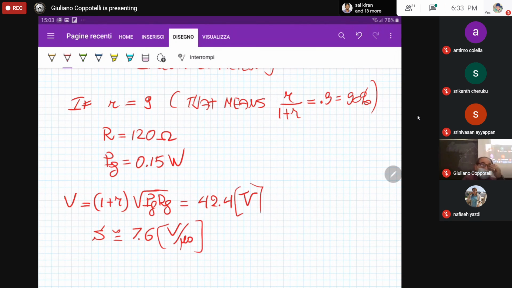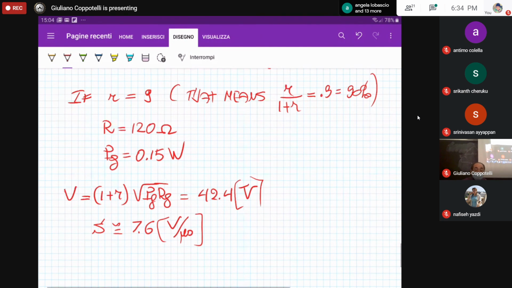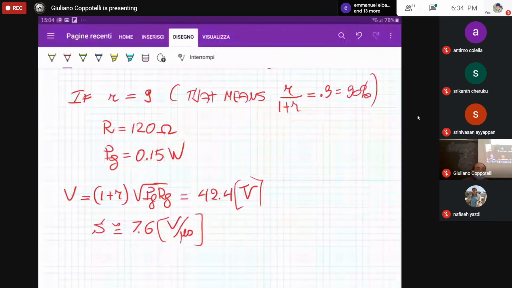So you can feel by yourself that the required input tension is very, very large, because 42 volts is not a small quantity. And the sensitivity also is very, very large, because we have up to 7.6 volts per microstrain available for us. That is a lot of voltage.